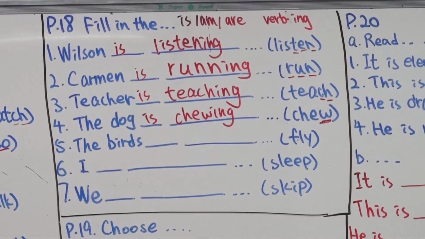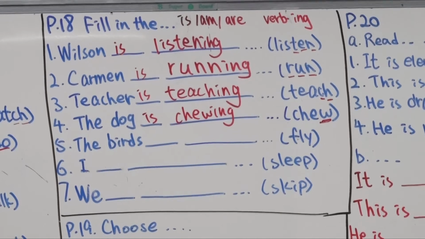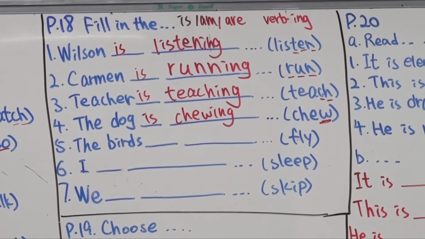Okay. Can you do 5 to 7? Go, do it. Remember to look at the subject and the verb. Okay?